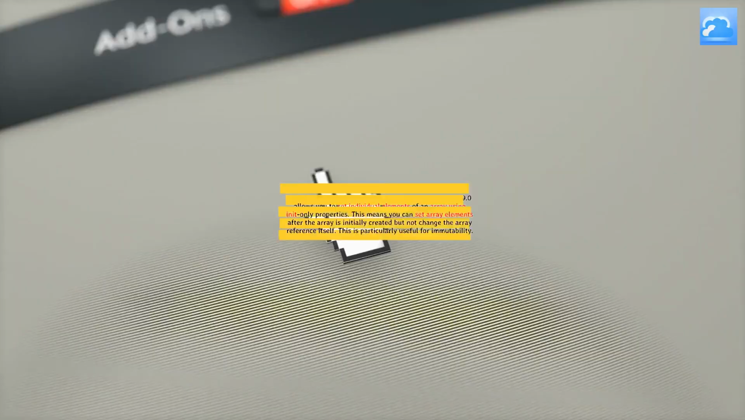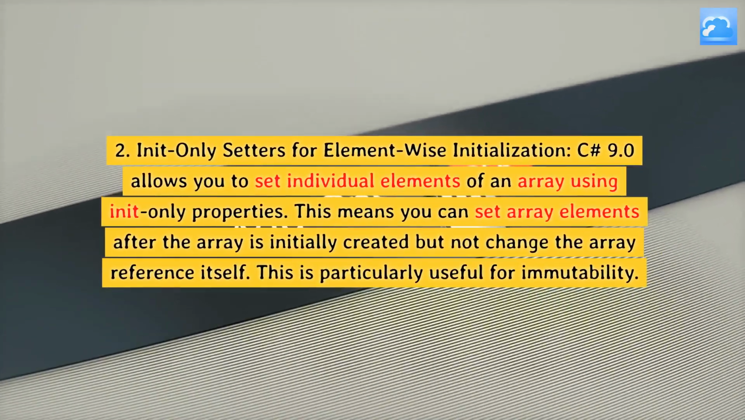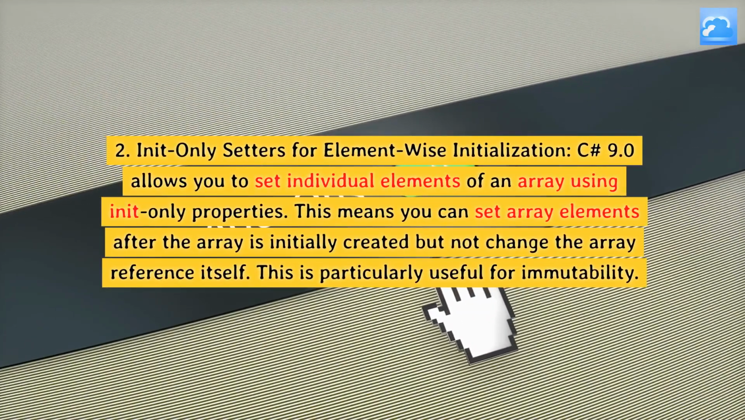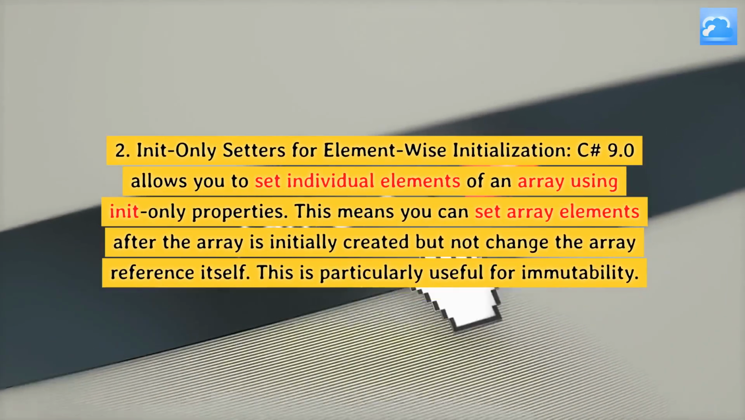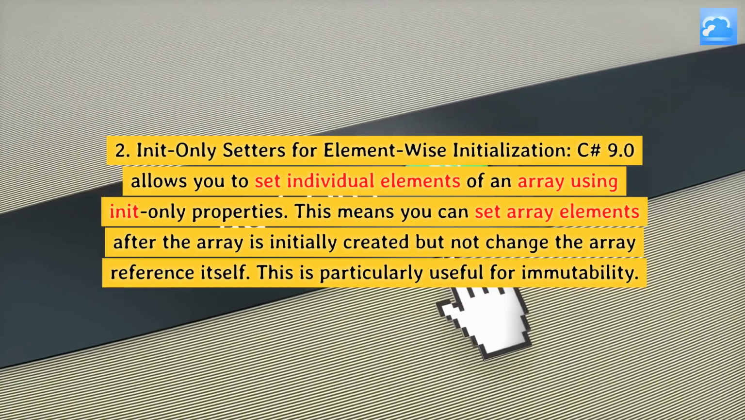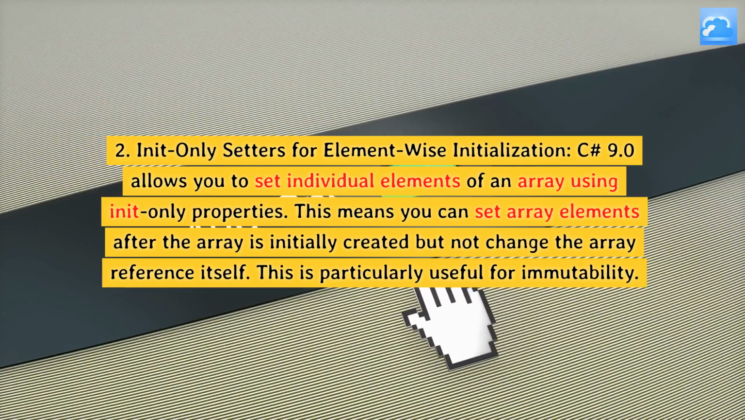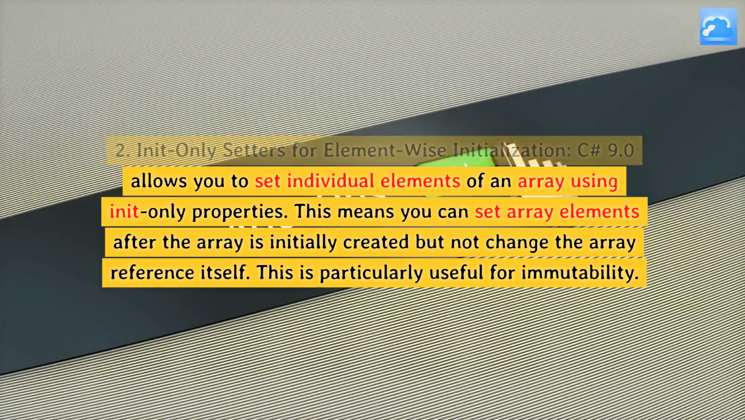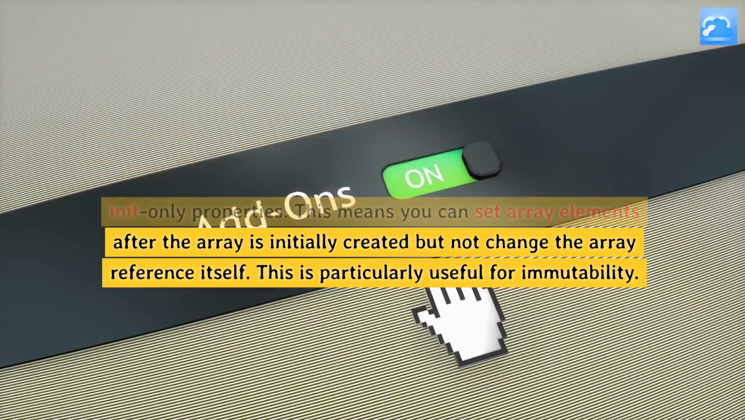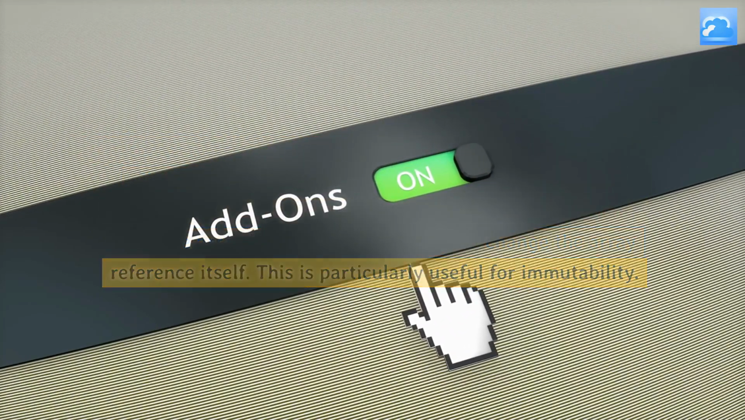is inferred. 2. Init-only setters for element-wise initialization. C# 9.0 allows you to set individual elements of an array using init-only properties. This means you can set array elements after the array is initially created but not change the array reference itself. This is particularly useful for immutability.